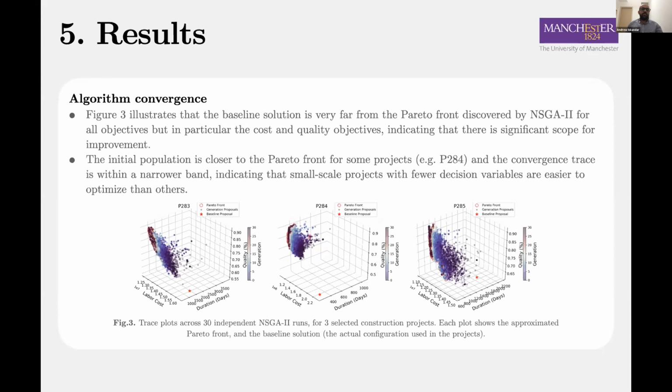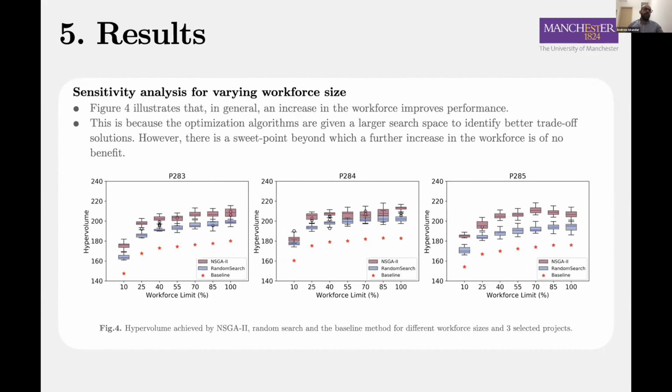The second inference is that the NSGA2 algorithm converges faster for less complex projects such as P284, which has been mentioned a while ago, whereby it is easier for the algorithm to reach solutions that are close to the Pareto front due to the fact that there are fewer decision variables and the project is easier to optimize than other projects, for example, P283 and P285.